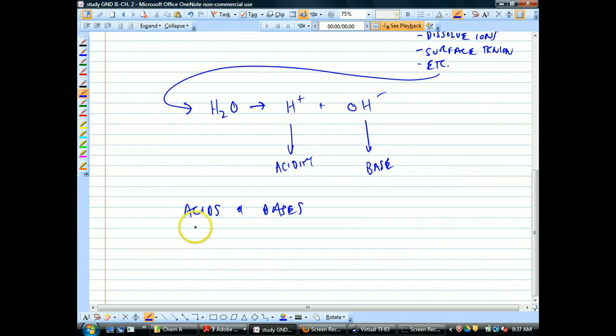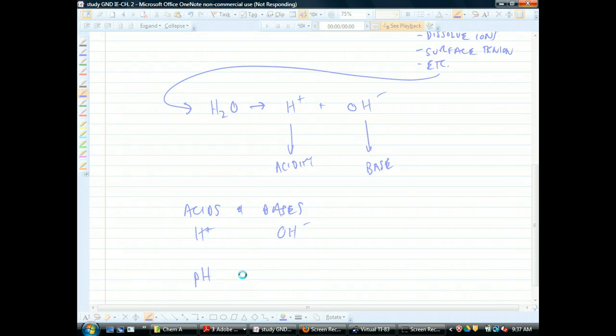And under acids and bases, we have something called pH, which is a scale from 1 to 14, right? The weird thing, remember, about the pH scale is that the lower the pH, the more acidity you have. So lower pH means more acidity.